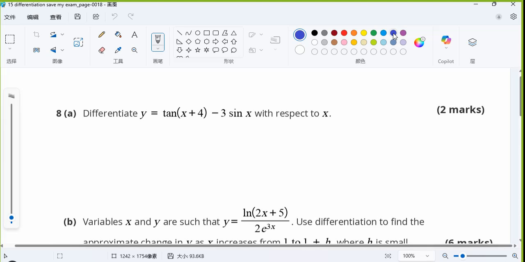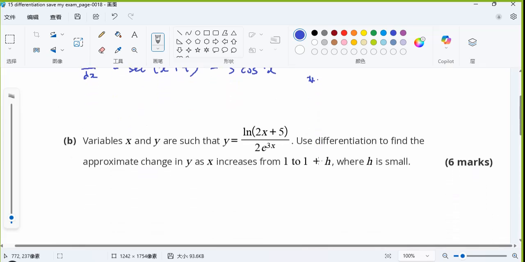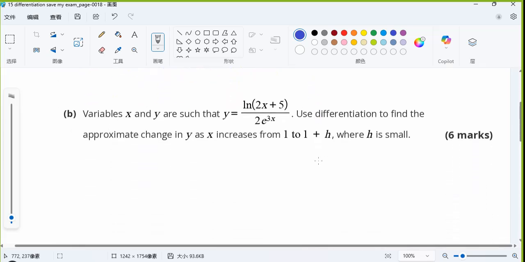Differentiate with respect to x. So dy/dx will be secant squared x plus 4 minus 3 cos x. Okay, done. And then the next one, a variable x, y differentiate. So we have x equal to 1, delta x equal to h. So y is u over v, y prime is (v u prime minus u v prime) over v squared.